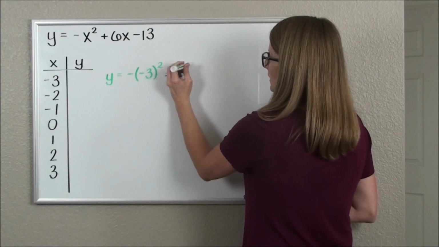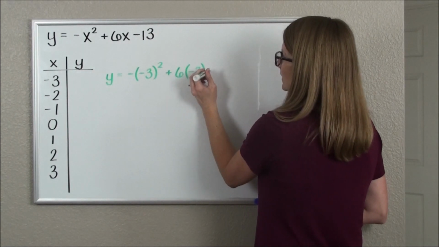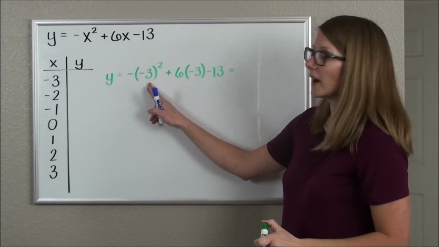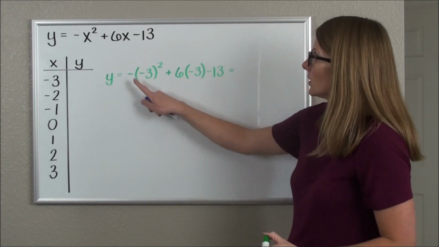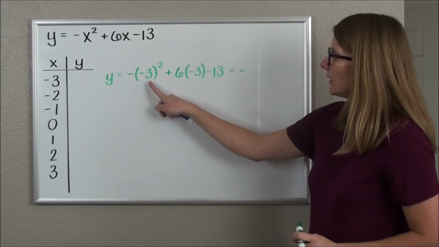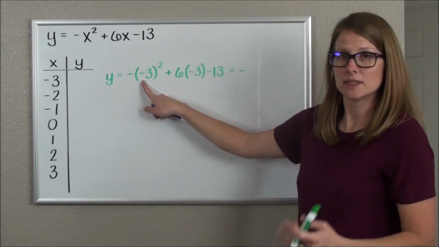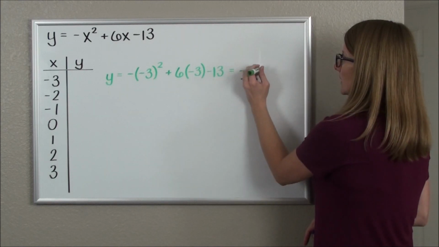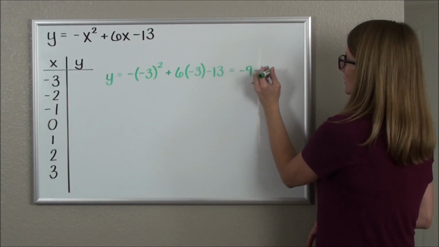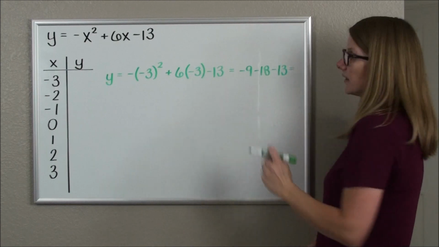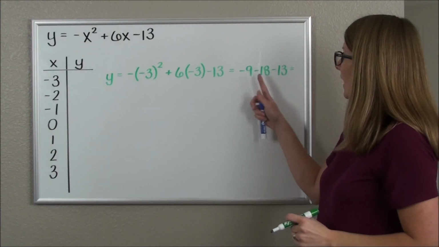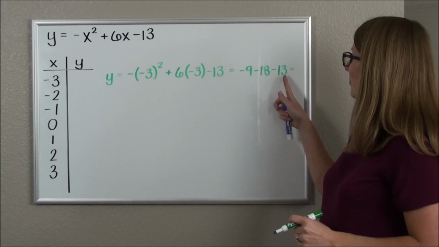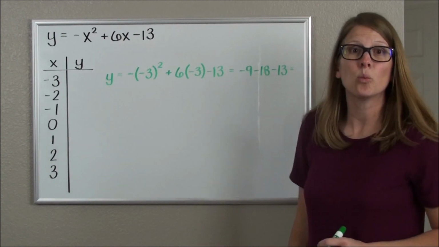Plus 6 times x, so that's 6 times -3 in parentheses, minus 13. Again, remember we have to square before we can multiply. So the negative just gets copied, and then -3 squared is -3 times -3, which is 9. And then 6 times -3 is -18. Then we have minus 13. And good golly, this is not going to be good news. -9 minus 18 is -27. -27 minus 13. That's going to be way too big.